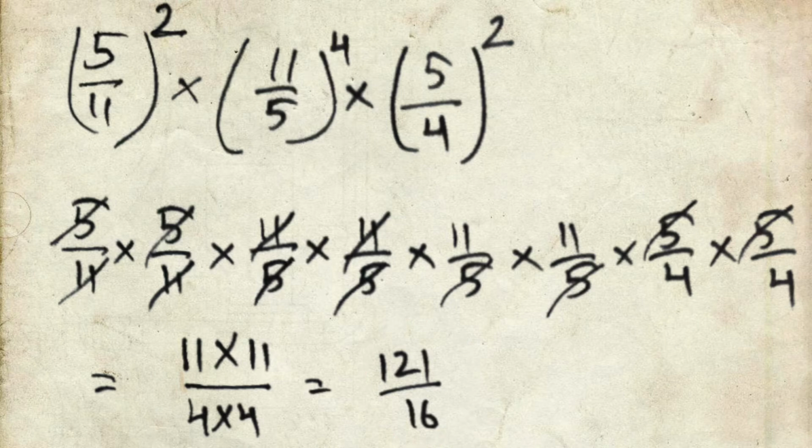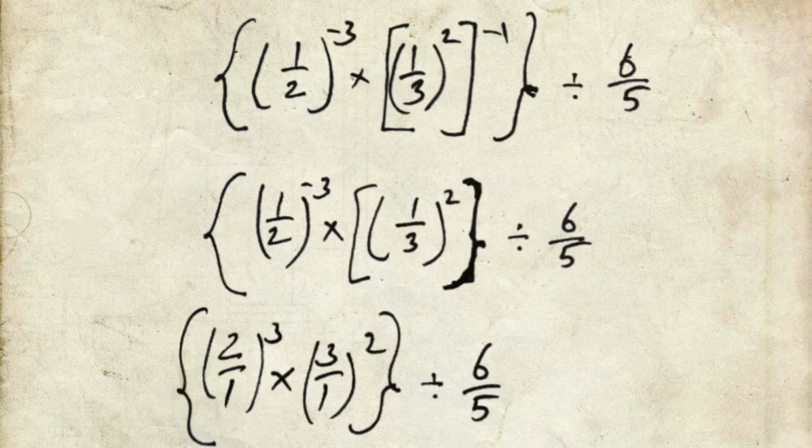So let's go to the next problem, that is evaluate (1 by 2) raised to power minus 3 multiplied by ((1 by 3) raised to power 2) and again raised to power minus 1, bracket closed, divided by 6 by 5. This is how you have to sort it out. 1 by 2 raised to power minus 3 multiplied by 1 by 3, now power 2 and then again power minus 1, so the powers will be multiplied, it will be minus 2, divided by 6 by 5.